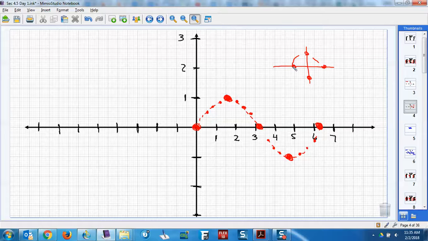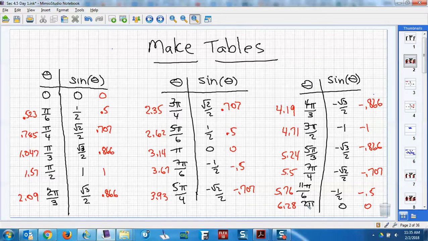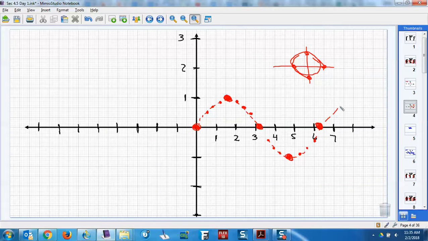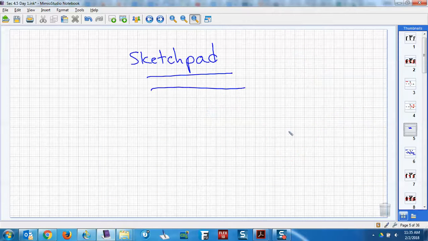Because as we go around the unit circle and look at those y values, we get back to 2 pi, we're just going to repeat those y values all over again, same ones. So if we went back to this table and kept going after 2 pi, we would get all the same values again, right? And so we're going to probably get another, like so.